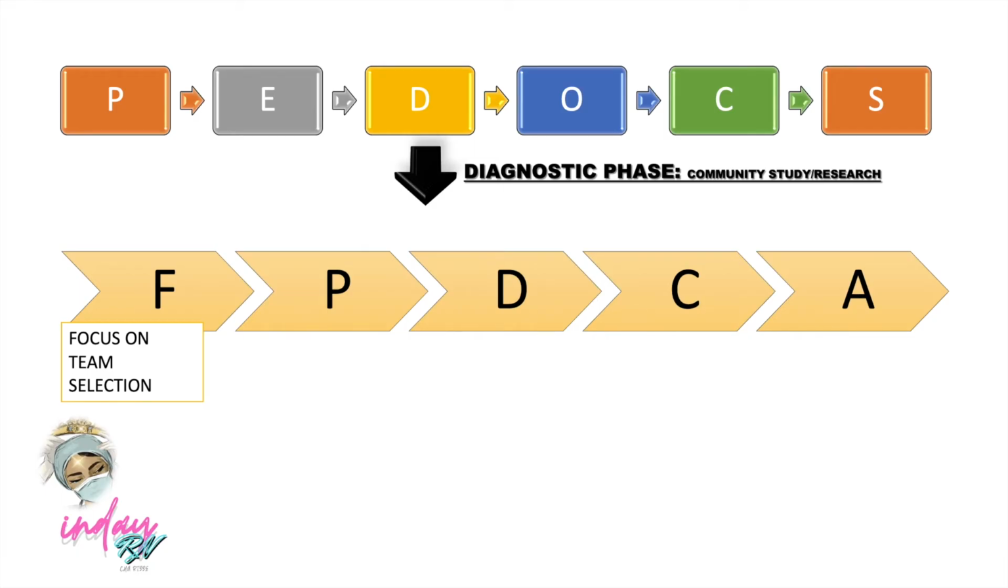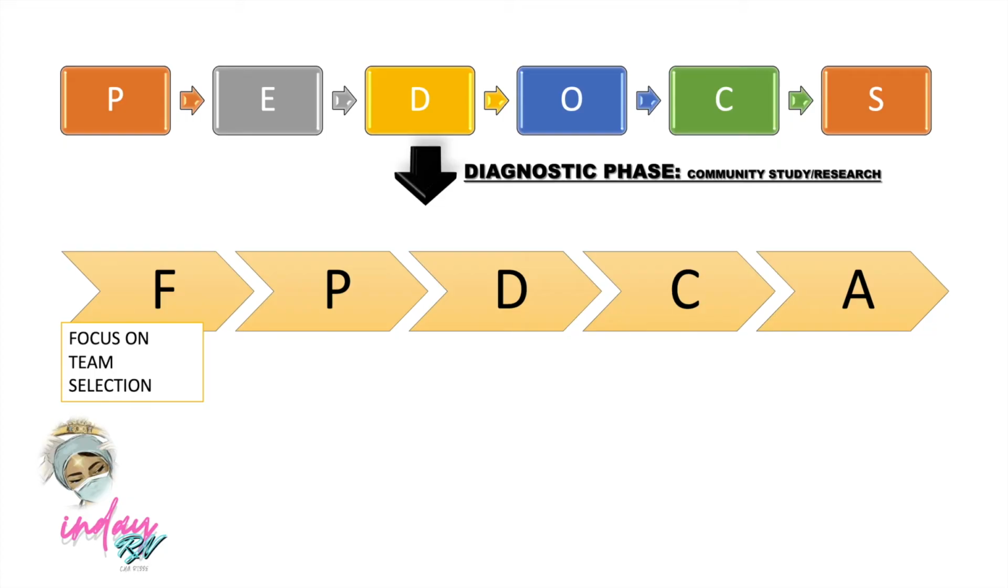Okay, so here in B, the people are doing the diagnostic phase. In the diagnostic phase, meaning to say, people are checking their problems. It should be identified by the people from that community, and that problem is an issue affecting the whole community. So, let's go back to FPDCA.